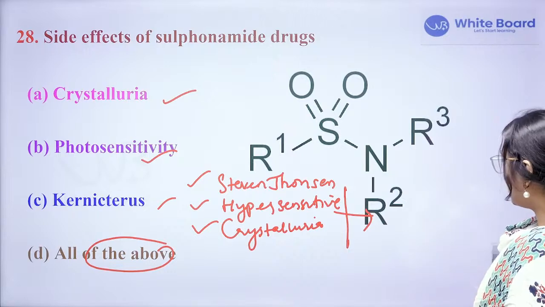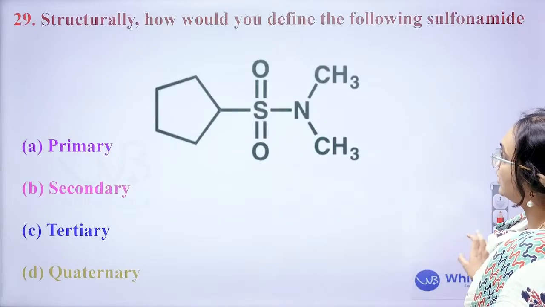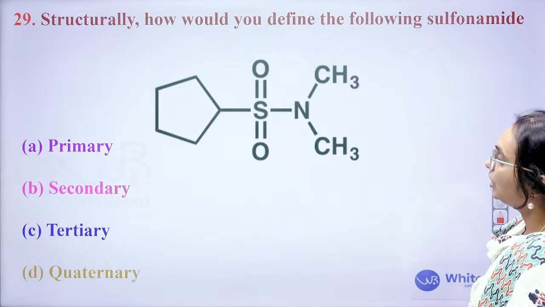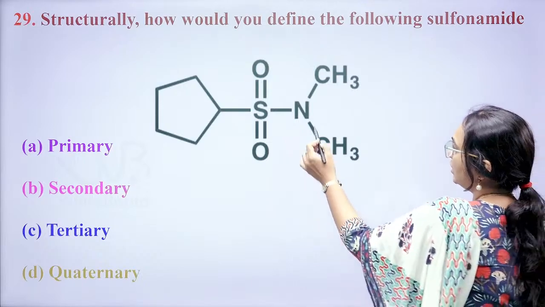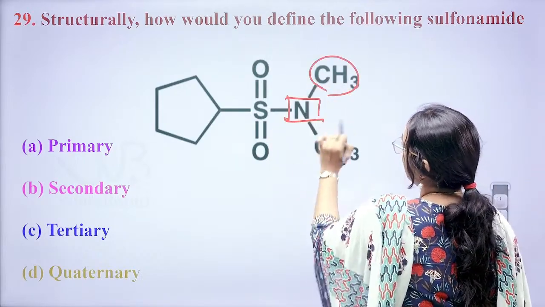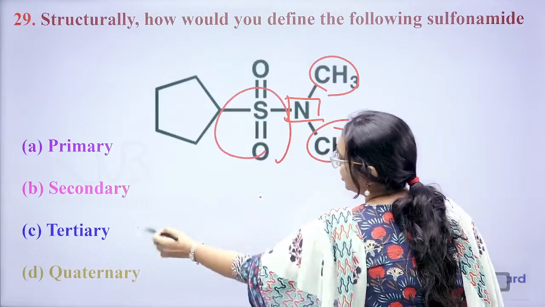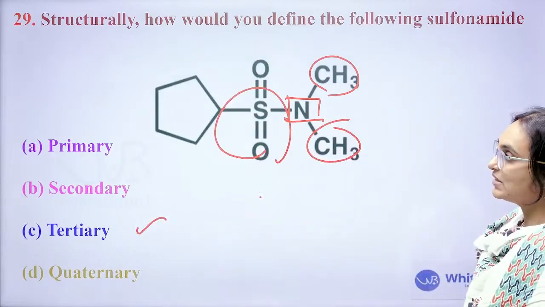Side effects of sulfonamides. Next, structurally, how would you define the following structure? See here, this is nitrogen which is attached to 3 other components. So, it is tertiary nitrogen. Answer is here C.